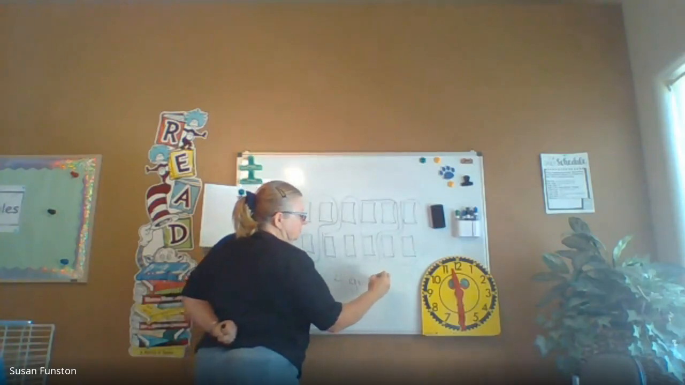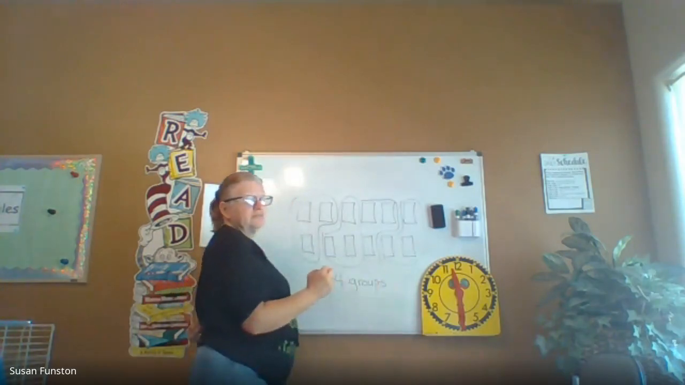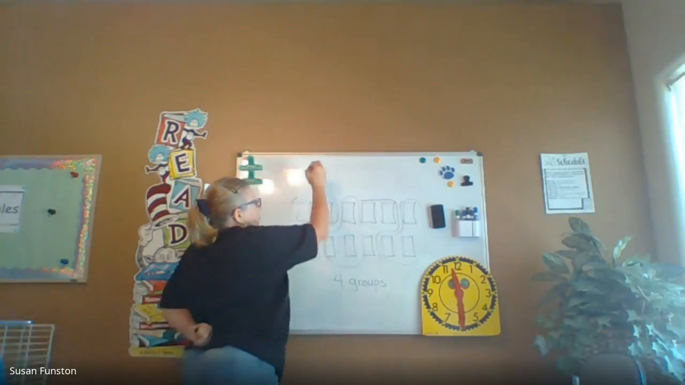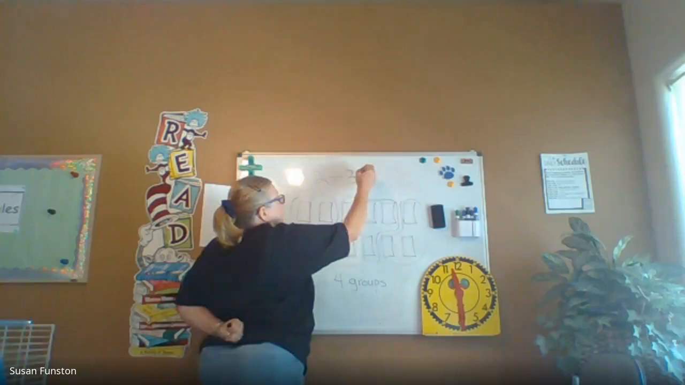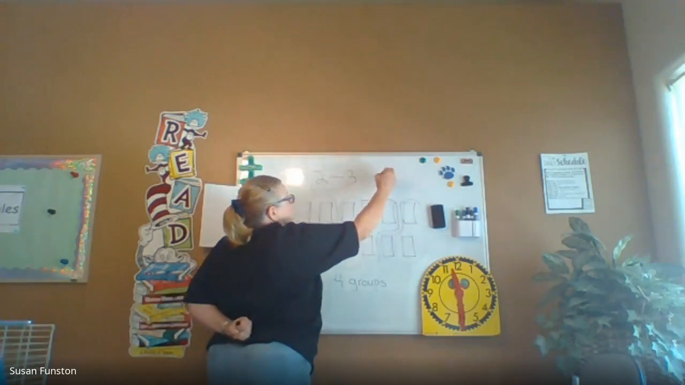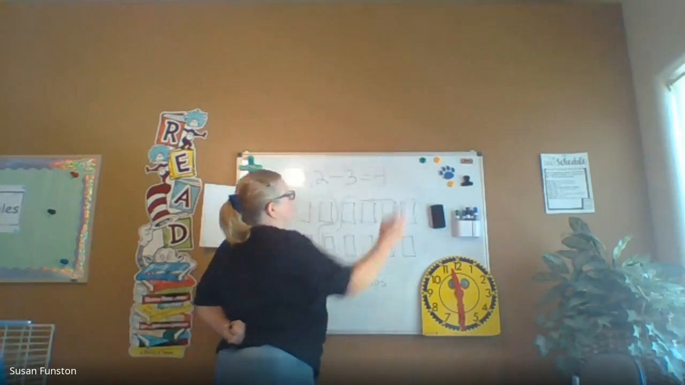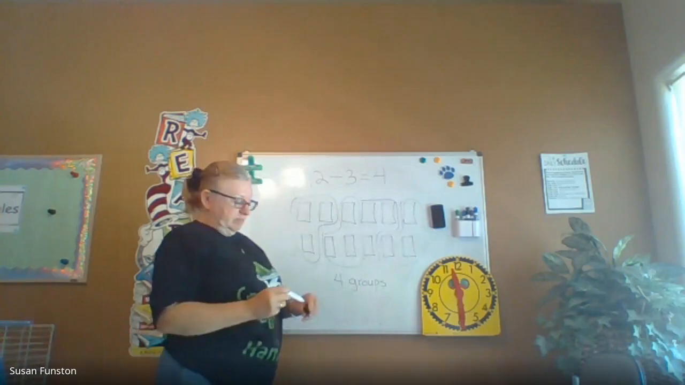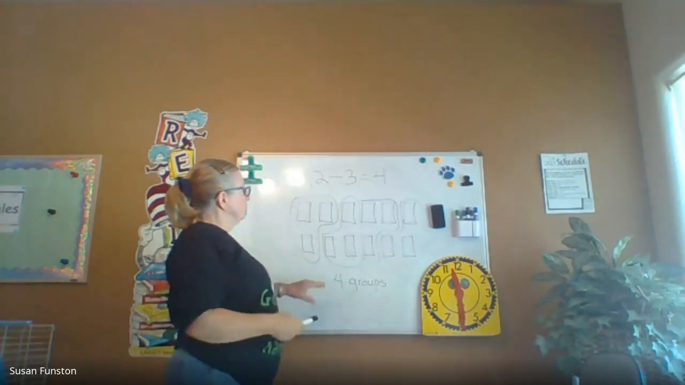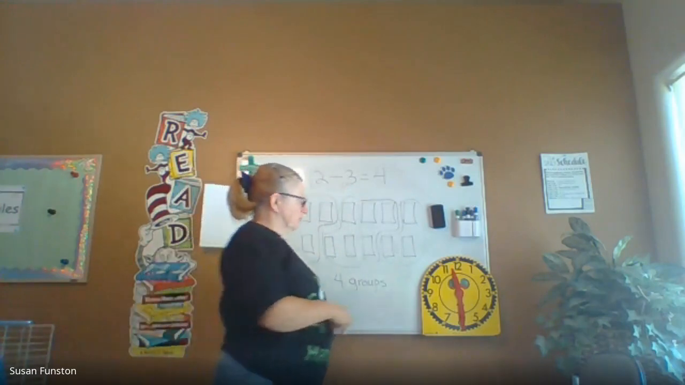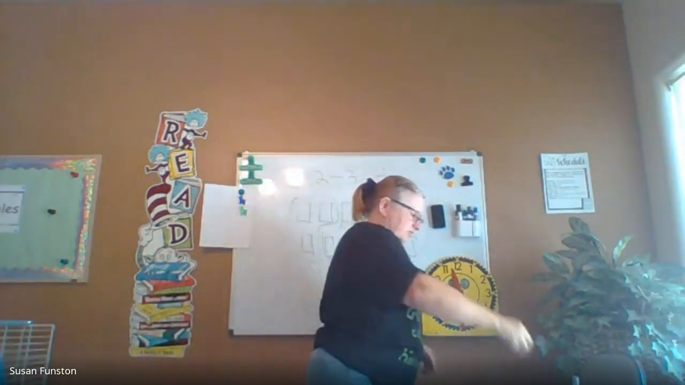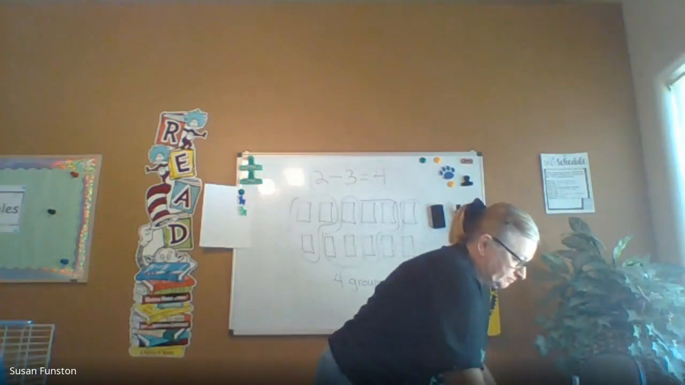Can you tell me the division sentence that I could use? I took my 12 cards, I divided them into groups of 3, and I ended up with, yes, 4 groups of 3. So 3 cards in a group, 4 groups, 12 divided by 3 is 4. All right, let's take a look at our problem set.